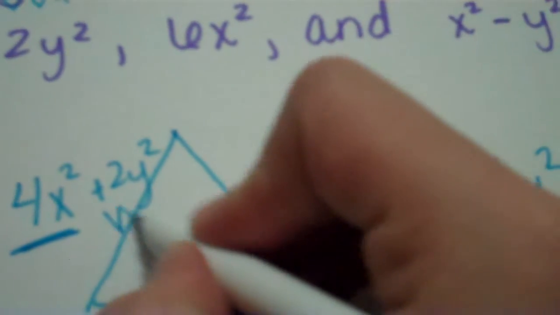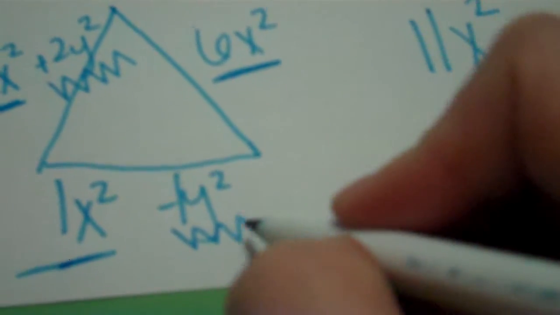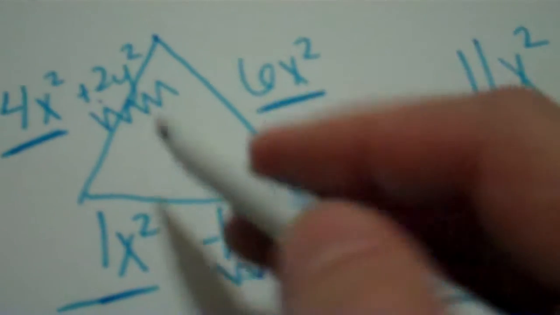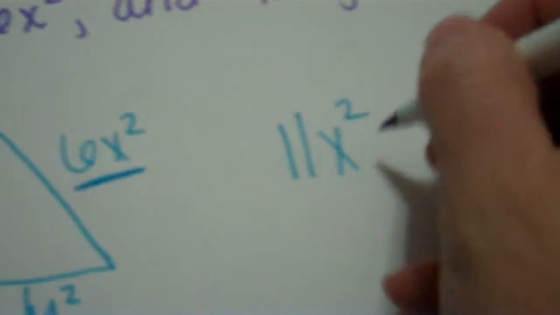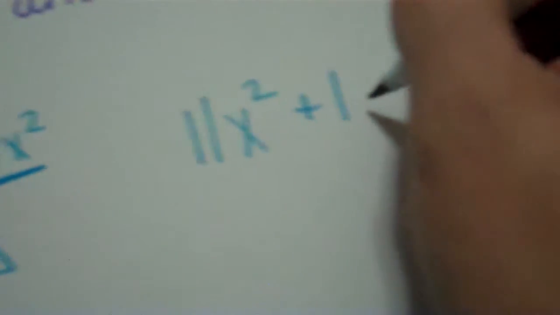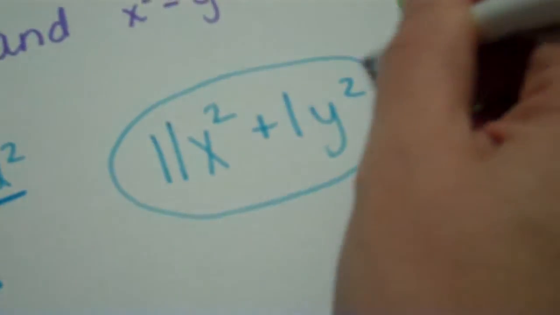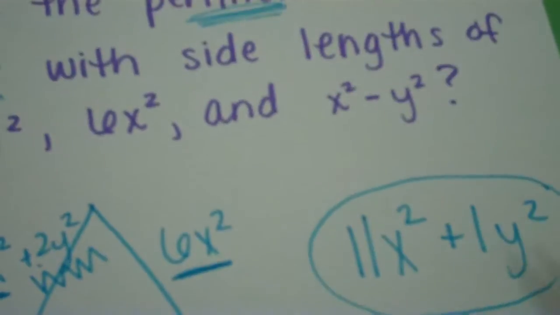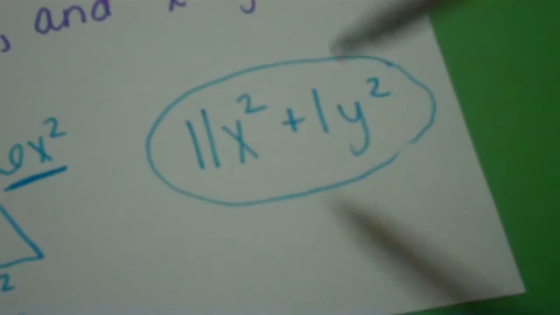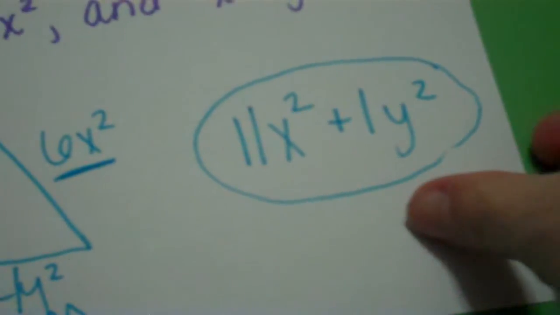Okay? Then here I have a y squared, 2y squared, and over here I have a y squared. So what is 2 minus 1? Well, 2 minus 1 is a positive 1 y squared. And that's my answer. And you would actually write the perimeter, because I'm asking you a real question, you're going to put the perimeter is, and then write that out. But there you go.